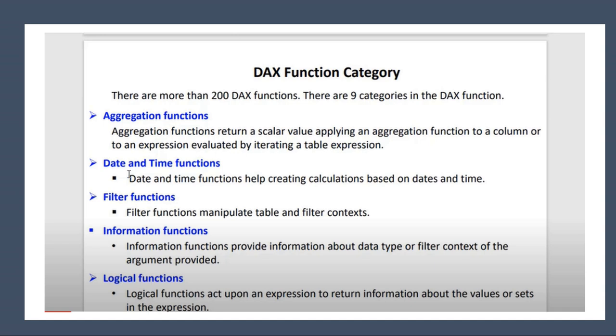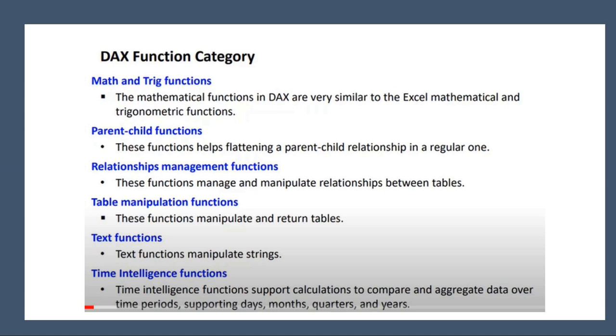Information functions. These are used to provide information about the data type or filter context of the argument provided. Logical functions act upon expressions to return information about the values or sets in the expression. A few more are math and trigonometric functions. These are used in DAX very similarly to Excel mathematical or trigonometric functions.